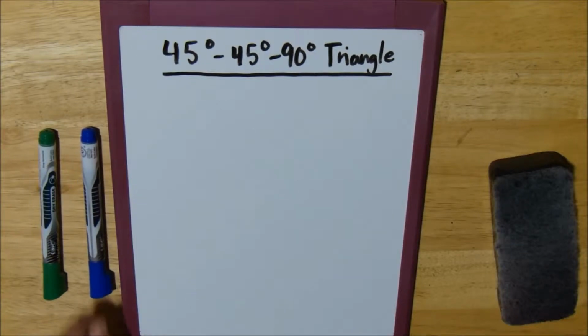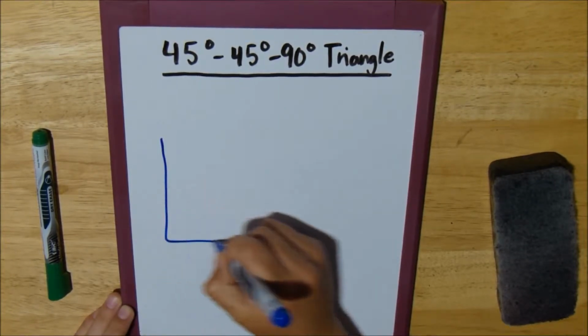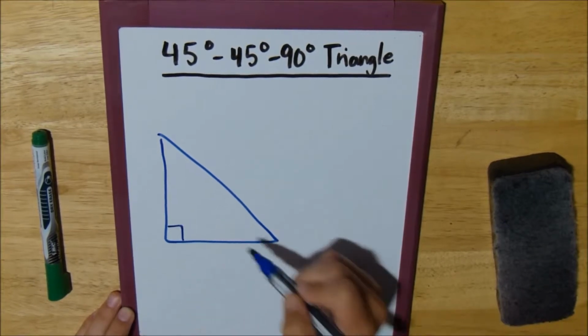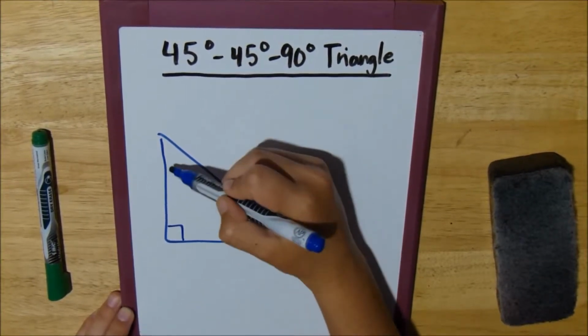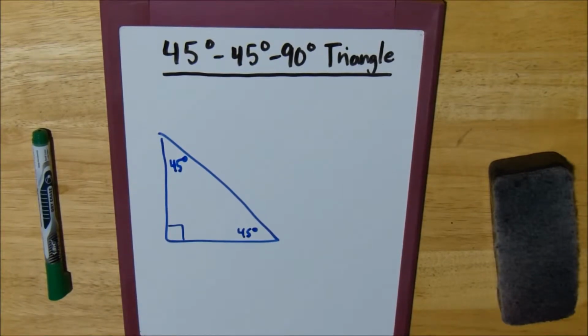Alright, so today we're going to be talking about the 45-45-90 triangle. It's called the 45-45-90 triangle because those are the angle measurements in it. Here's our 90, here's our 45, and here's our other 45. Now the 45-45-90 triangle is sort of similar to the 30-60-90 triangle, which I'll have a link here somewhere to view my video on that, but it's slightly different, right?